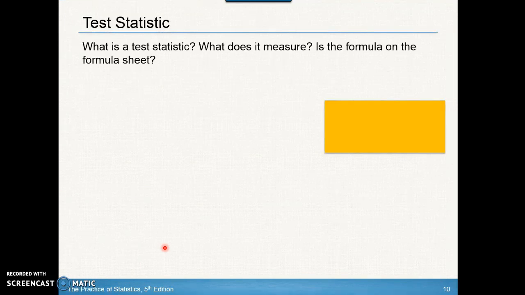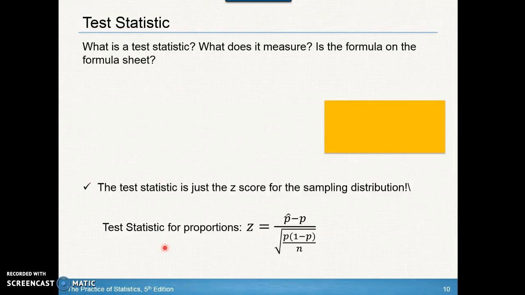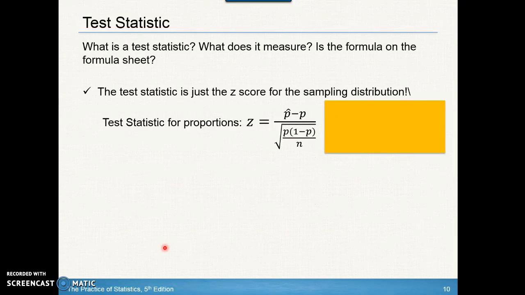Okay, so what is a test statistic? What does it measure? Is it a formula on the formula sheet? Absolutely, it's on the formula sheet because all z-scores are on the formula sheet. The test statistic is just the z-score for the sampling distribution. So the test statistic for proportions is p hat, your sample, how far away it is from the null, divided by the standard deviation.